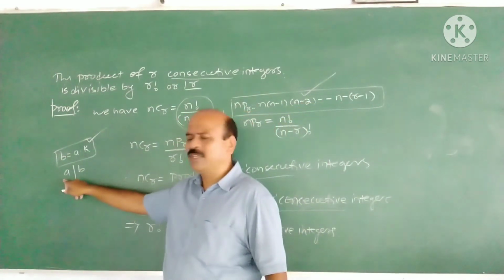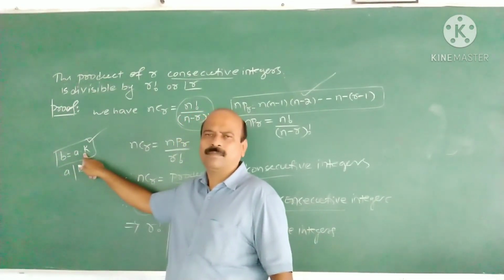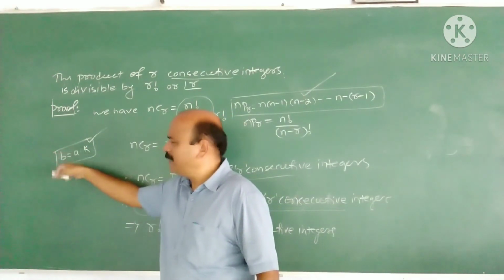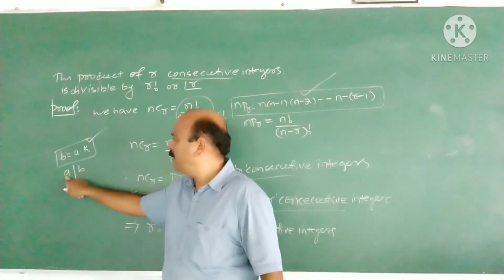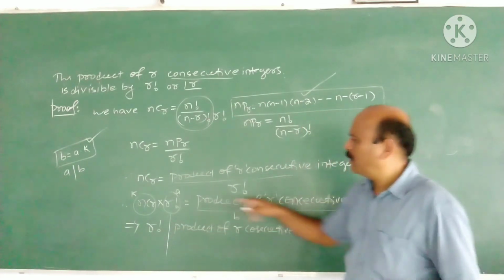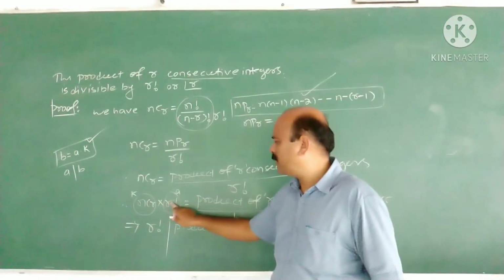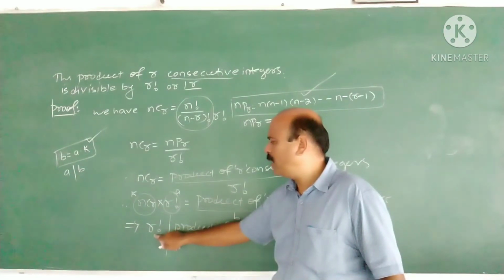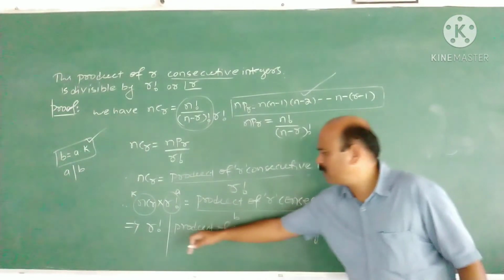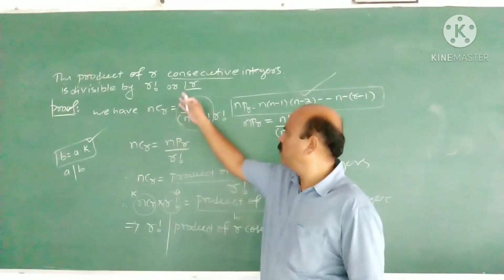First, see the divisibility definition. A divides B means B is equal to K into A, where K is some integer. Very important, it must be some integer. In other words, if and only if B is K into A, then A divides B. Finally we have obtained B is K into A, where K is some integer. So factorial r divides the product of r consecutive integers, or in other words, the product of r consecutive integers is divisible by factorial r. We have used a simple thing here.